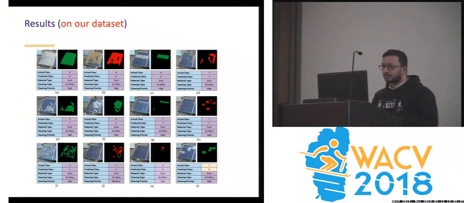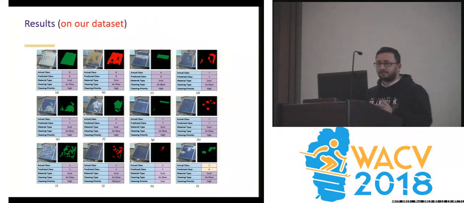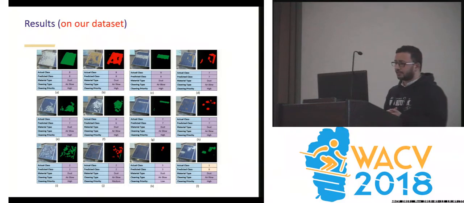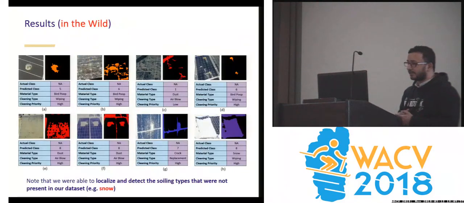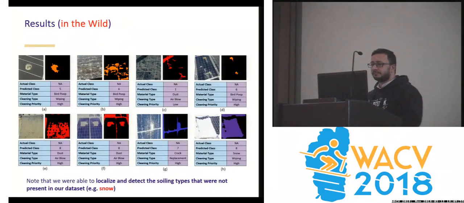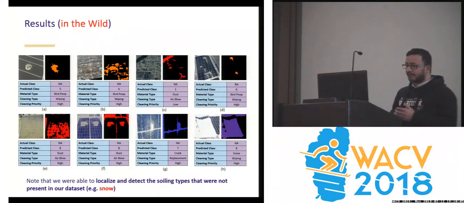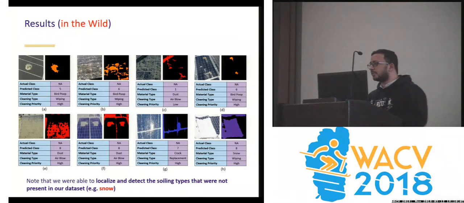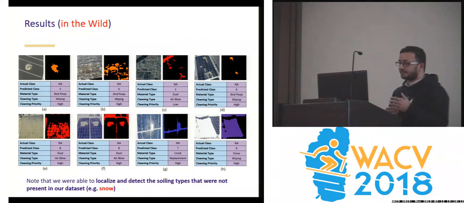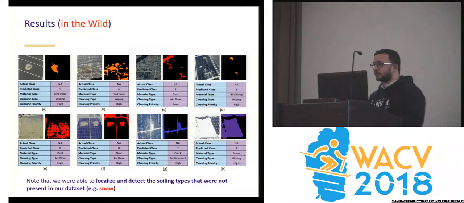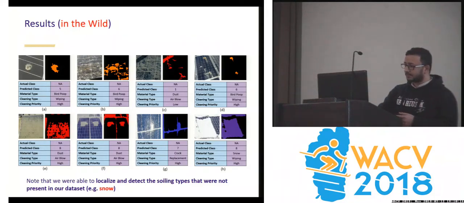So here are some results from our dataset, and we could see that our network was able to do a good job in the localization task. But when we tested it on images downloaded from the wild, from the internet, our network also performed well. Here, I would like to emphasize that our network was able to locate and classify images even of types on which we haven't trained our network, for example, snow and cracks.